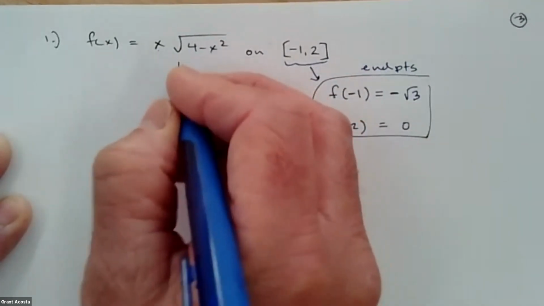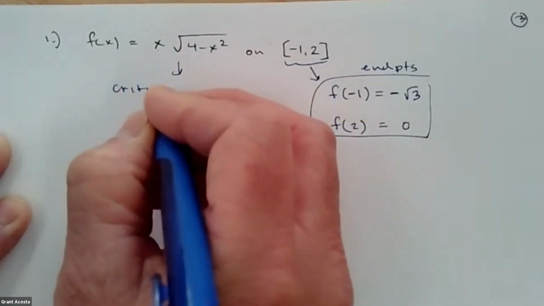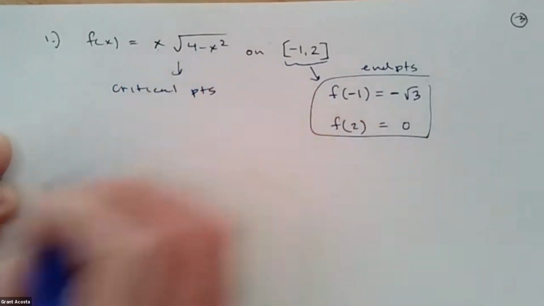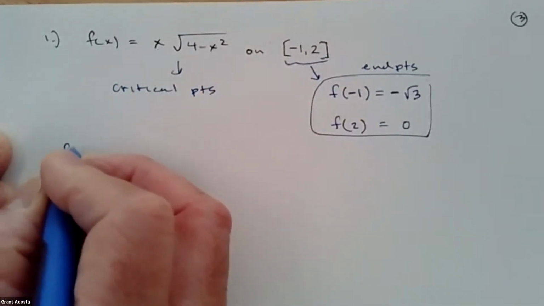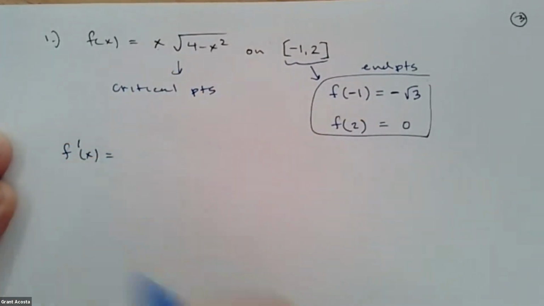And now what we need to do is look for any critical points. So we want to take this derivative using what you learned in chapter 3. What rule do I have to use to start this derivative? It's a product, right? And how many people see a chain rule in there too, right? Definitely.